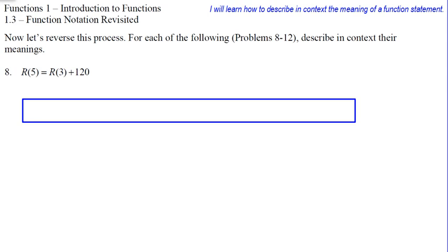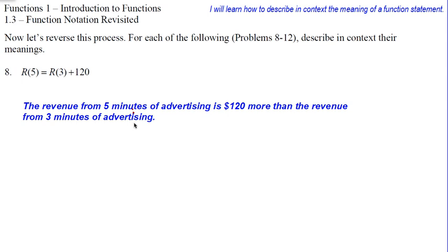Okay, let's check your answers. We have R of 5, advertising for 5 minutes. We have R of 3, advertising for 3 minutes, the revenue of advertising for 3 minutes. So it's just the same as what we have on the previous page, right? Number 8. All right, there you go. No big deal, nothing crazy in it. So the revenue from 5 minutes of advertising is $120 more than the revenue from 3 minutes of advertising.